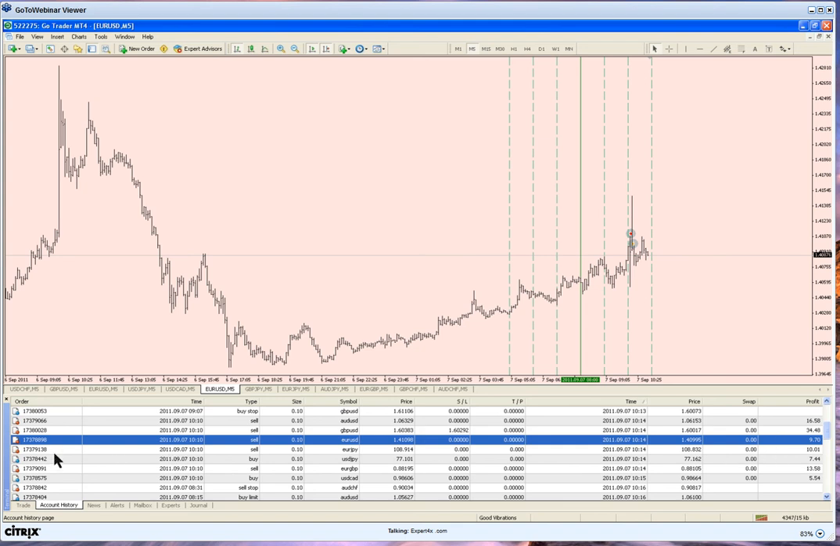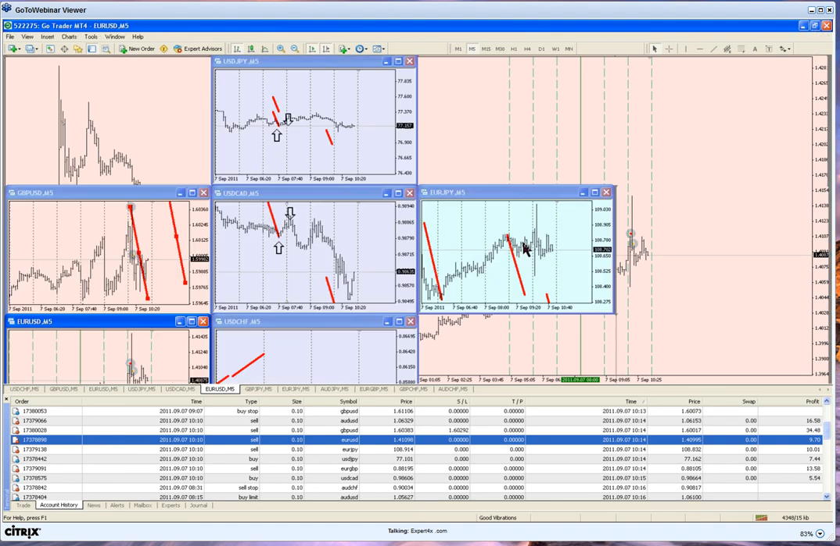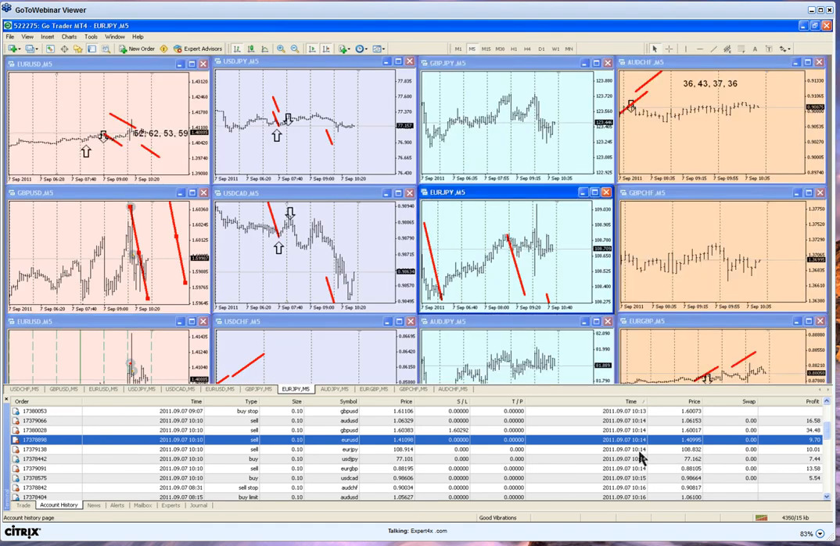Let's look at that one. That is the euro yen. This one here. Oh, what a beautiful whipsaw.